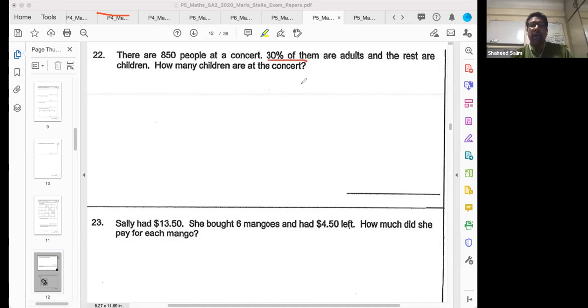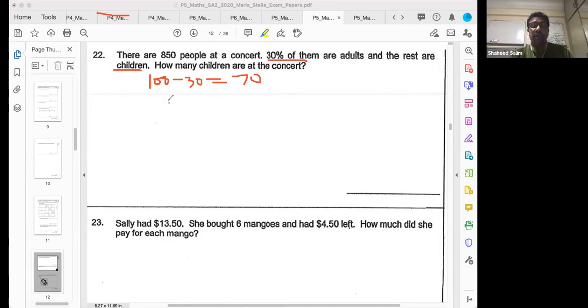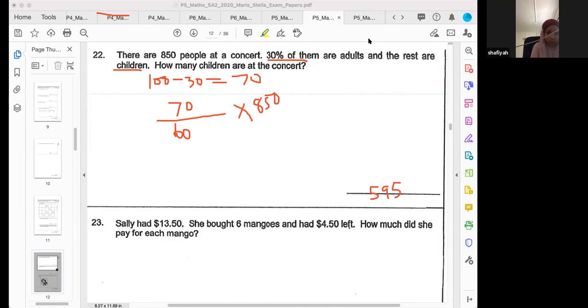30% adults. How many percent are children? Step one, in case you're not sure, I'm going to write it down for you. So there's 70% children, 70%. So to find how many children there are, just take 70% of 850. 70% is 70 over 100 times 850. We are not going to go into the calculation, but according to teacher Carissa, the answer is 595. 595 children.